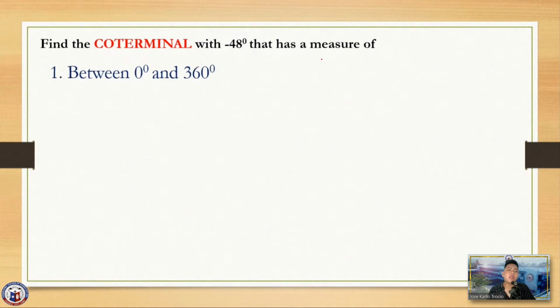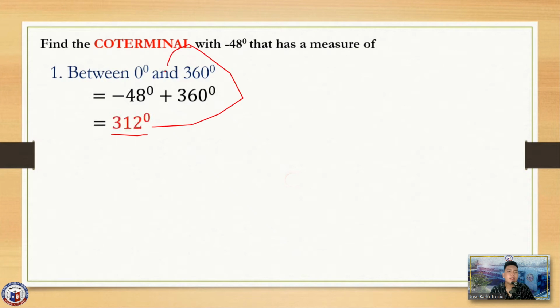How about coterminal with negative 48 degrees that has a measure between 0 degrees and 360 degrees? So negative 48. Let us just add, that is 312, because if you are going to subtract, that makes it less than. But is this in between? Yeah, it is in between here. Yeah. Okay.